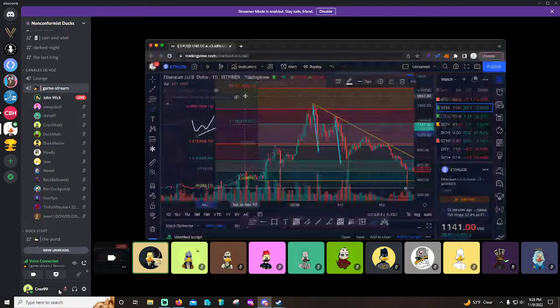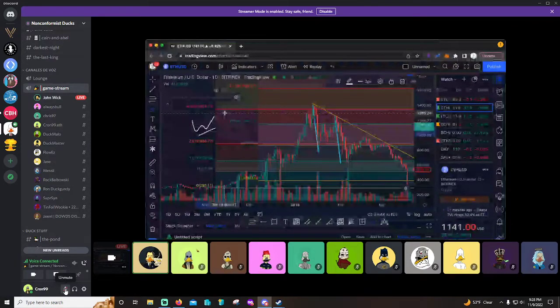It creates a W. They're never all going to be perfect. You can see here, you can argue that this is your little W, and it took off. And typically, you get confirmation once it crosses the neckline of that W.